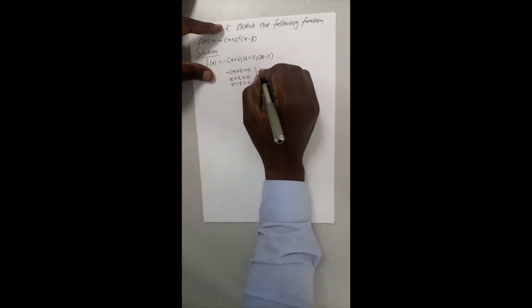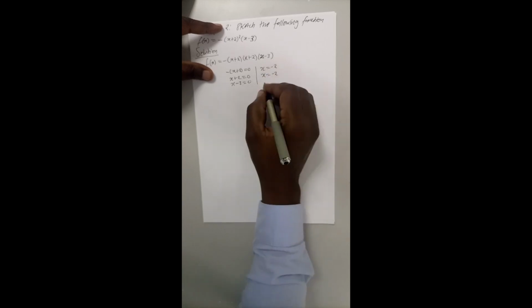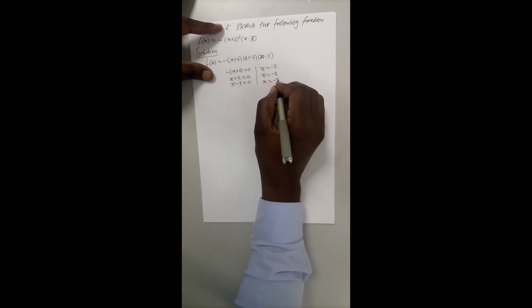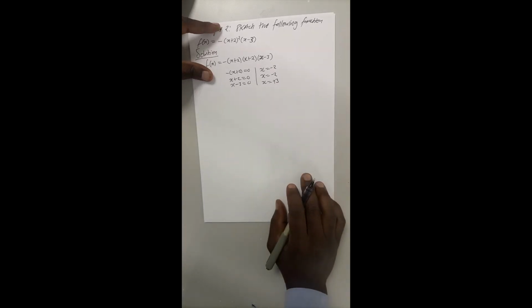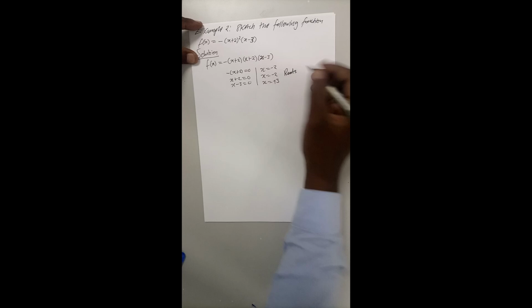The first equation, we find that x is equal to -2. The second, x is equal to -2. And the third, x is equal to +3. So these are your roots, or the points at which the graph cuts the x-axis.